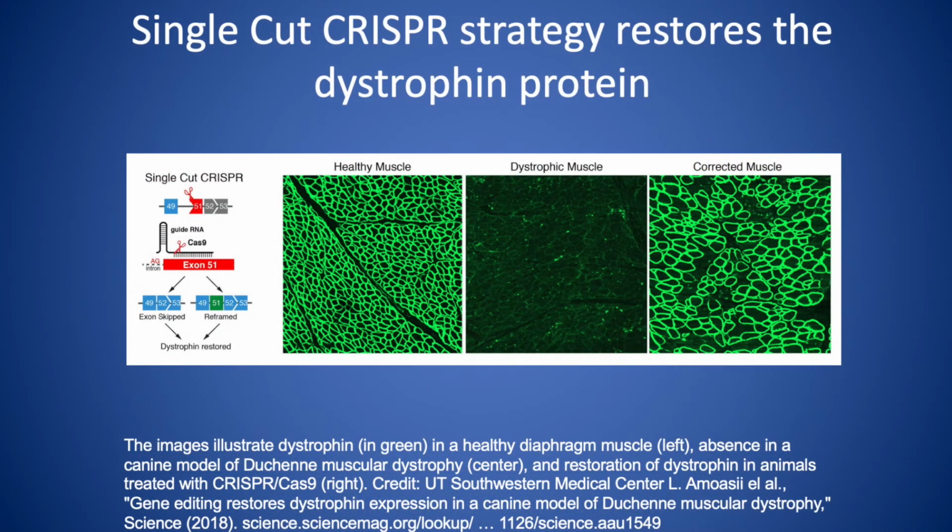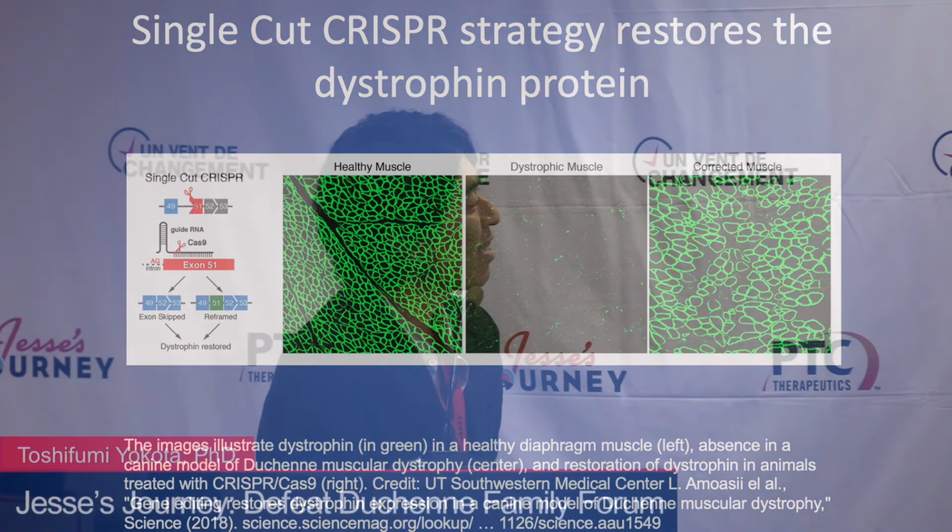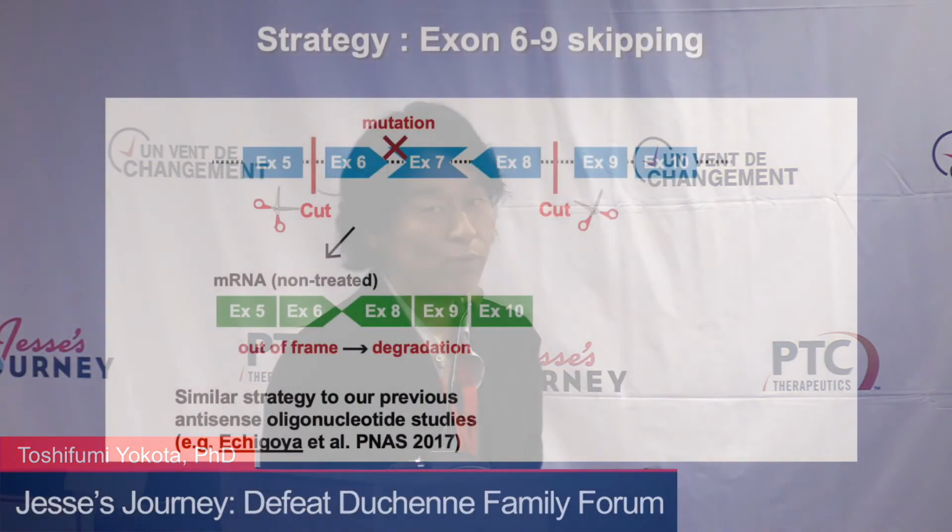So this is one study recently done by a Texas group, Dr. Eric Olson's lab. They use a dog model of dystrophin, of DMD, with a deletion mutation in exon 50, and they use genome editing to, so it's a bit small, but exon skipping or reframe the sequence to restore the dystrophin expression. So it's working quite well.